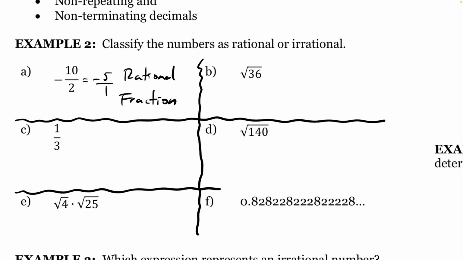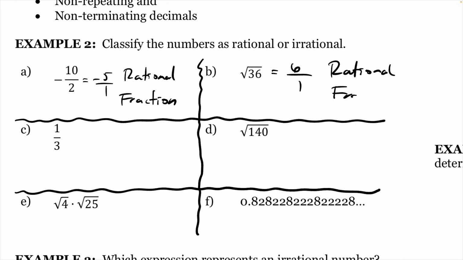Let's look at B, right next door. Square root of 36. What is the square root of 36? 6, right? Can 6 be written as a fraction? Yeah, 6/1. We usually don't write it like that, but it can be. So this one is rational because it's a fraction.